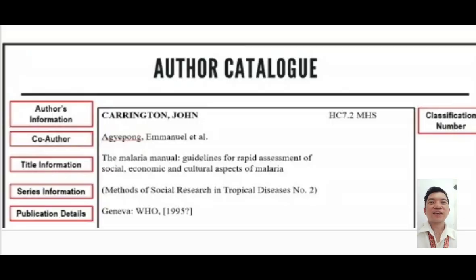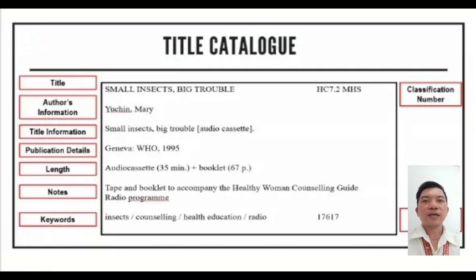Okay, so this is the author catalog. On the right side is the author information. Second is the co-author. Third is the title information. Next is the series information. And last is the publication details. On the left side is the classification number. Now I'm giving you the title catalog. On the right side is the author information, the title information, the publication details, the length, the notes, and the keywords. On the left side is the classification number, and at the bottom is the accession number.